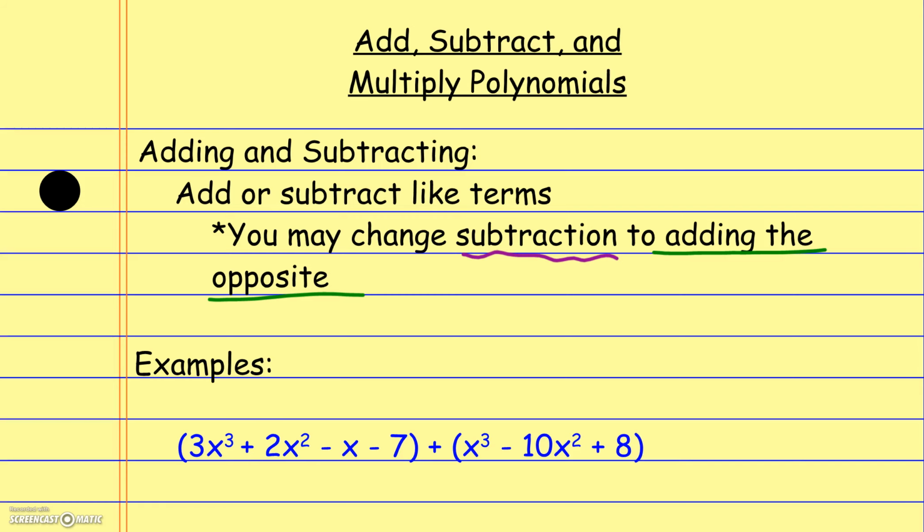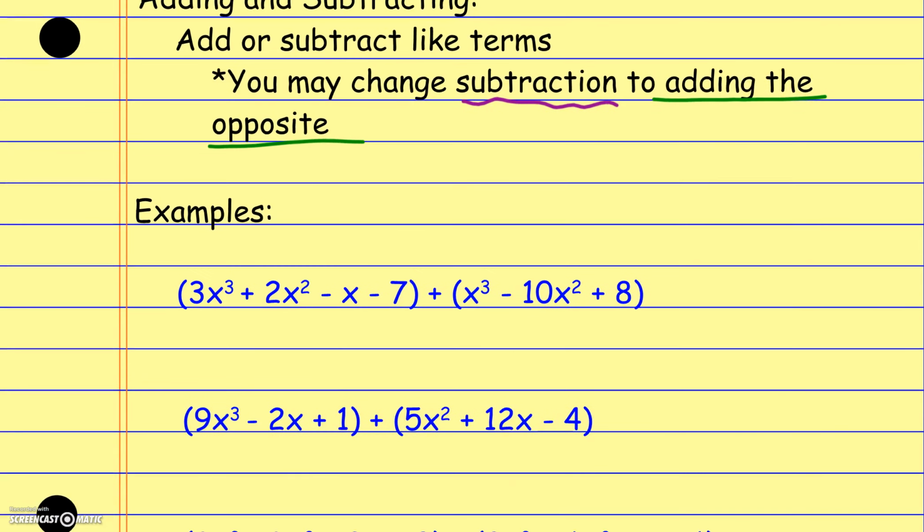Okay, so when we look at an example here, remember that like terms are terms that have the same variables with the exact same exponents. So the variable portion has to look exactly the same. So when I look at this first example, the 3x cubed and the 1x cubed are like terms because the variable portions are exactly the same. So I add the coefficients, the variable part stays the same, so that's going to be a 4x cubed.